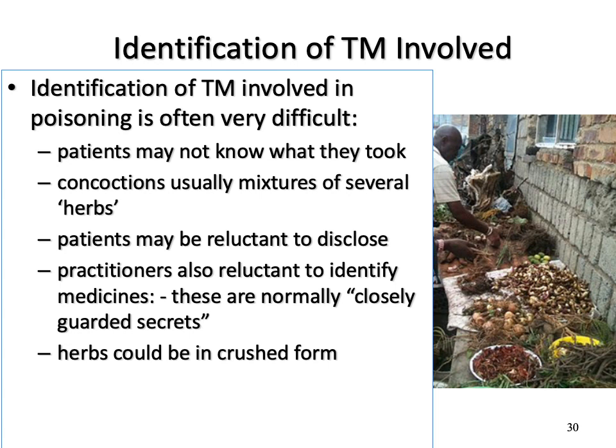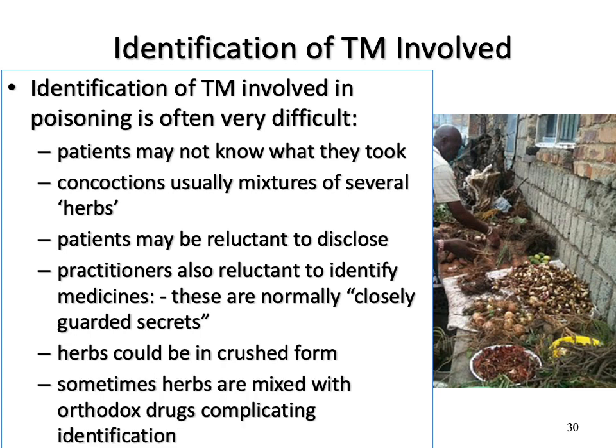Again, another issue is that traditional medical practitioners are often reluctant to identify the medicines, in quotes, or the plants that they use, and these are normally closely guarded secrets. For many feel that the knowledge might be taken away by somebody, and somebody will become a millionaire using their own intellectual property or the knowledge which has been passed down.